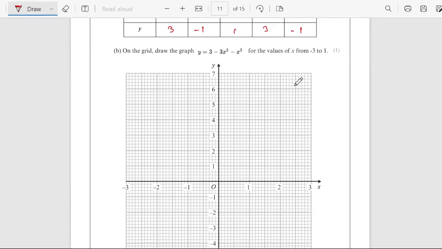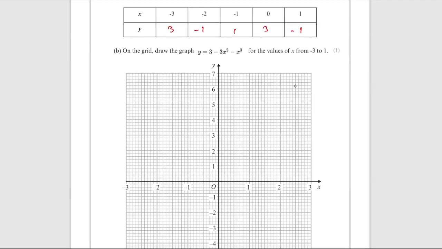So my first point is at minus 3, 3. My second point is at minus 2, minus 1. Then we've got minus 1, 1. We've then got 0, 3. And then finally 1, minus 1.